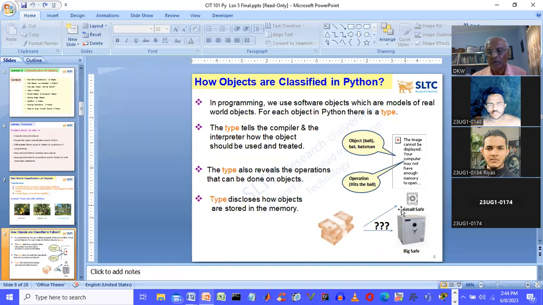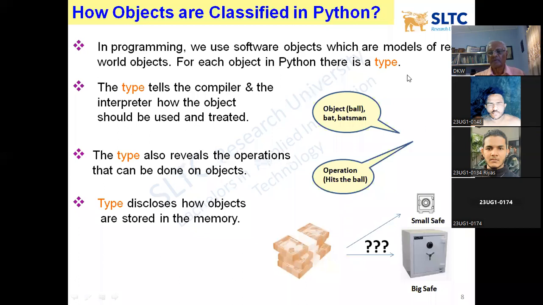Now look at this example, this picture. The image can't be displayed. Your computer may not have enough memory to. I think I got a small message when opening this one, right? That may be the reason I'm not getting this one, but I will upload the correct object for you.